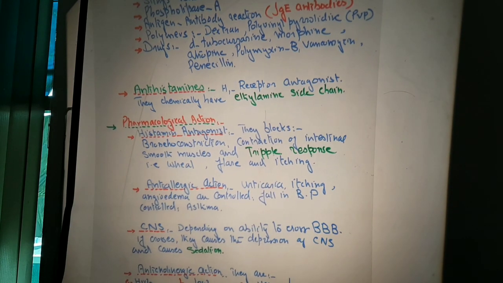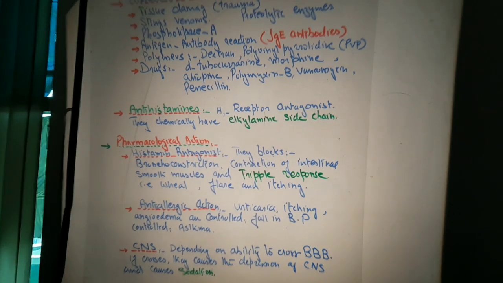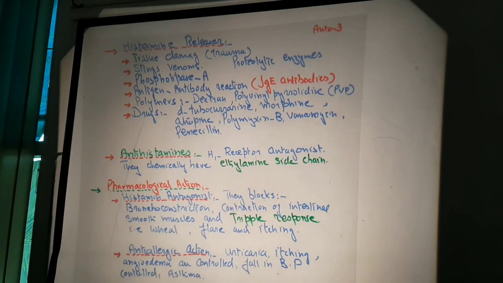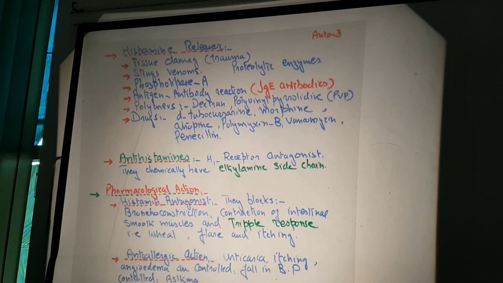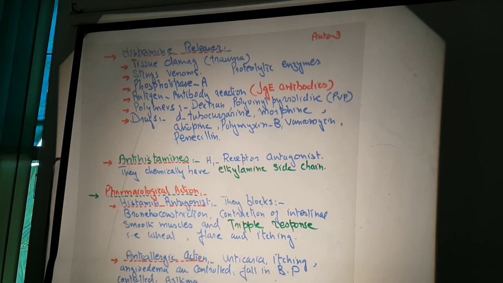Histamine releaser. What do we mean by histamine releaser? Histamine releasers are those conditions, either physiological or pathological, which are responsible for the release of histamine. They are known as histamine releasers. Now, the histamine releasers: tissue damage, that is trauma, is responsible for the release of histamine.